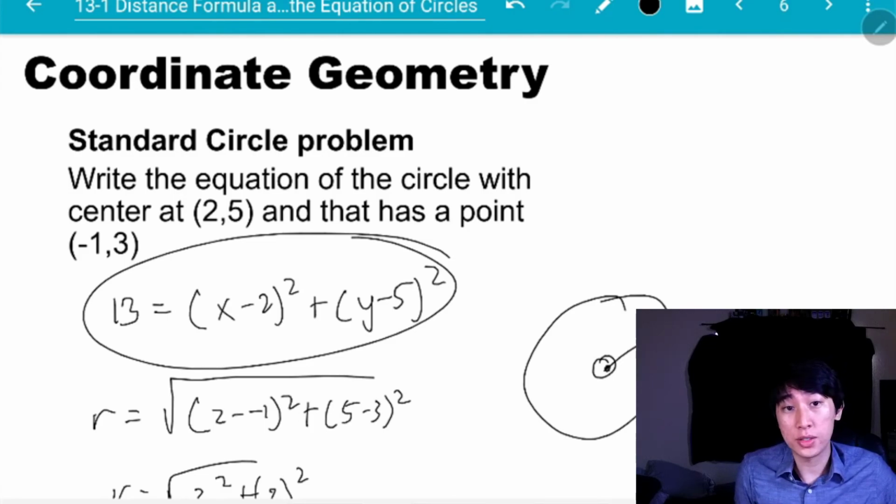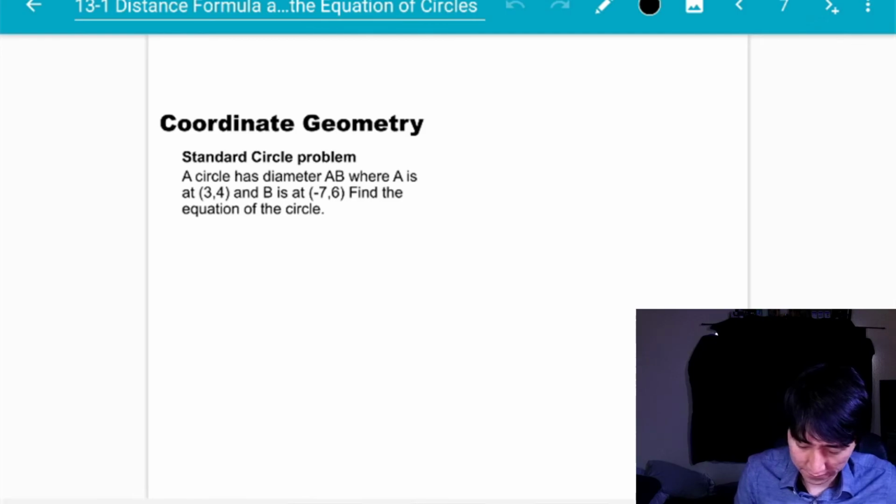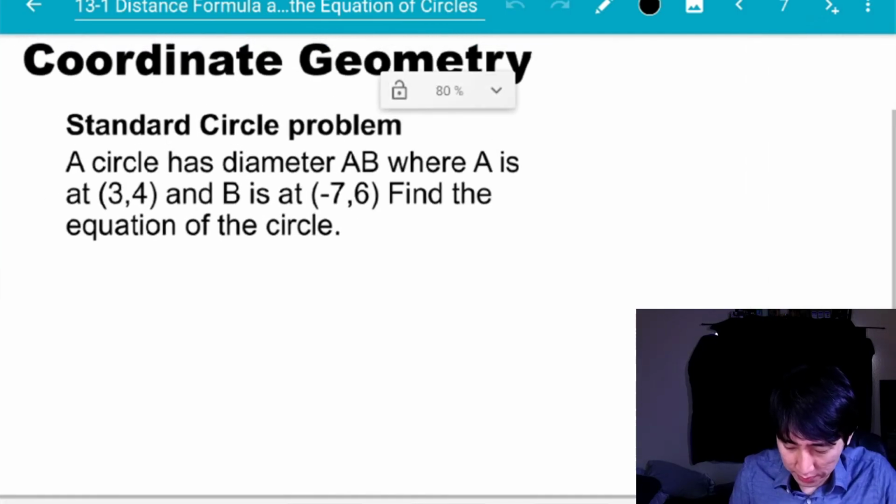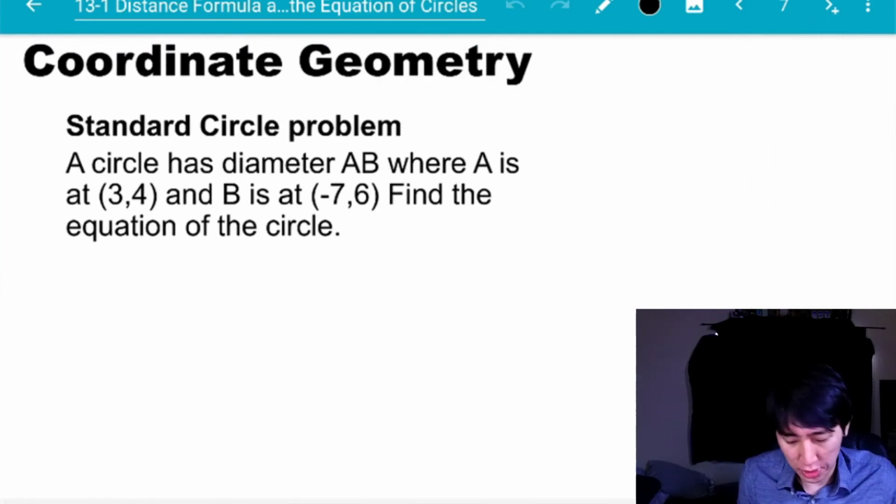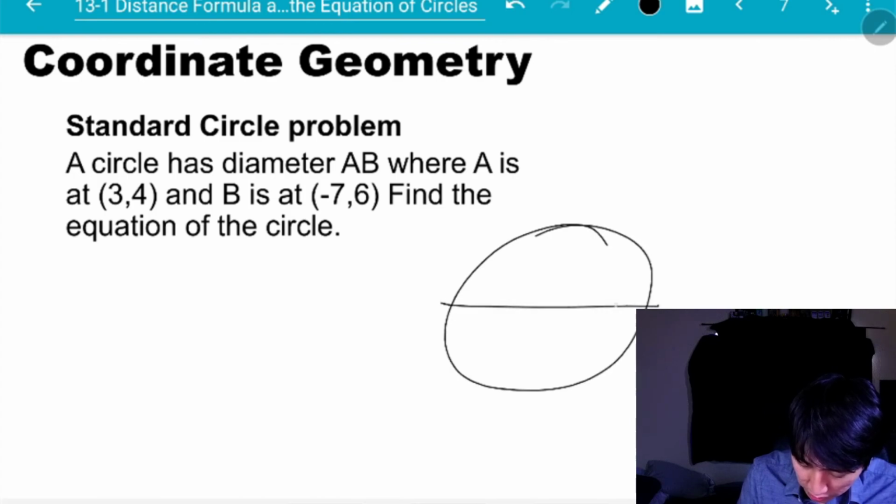Be careful when you're using equations of circles. Whatever your number is at the end, that is not your radius. That's the radius squared. Okay, lastly, we have something like this. It says a circle has a diameter AB, and so on. Now, one thing that you know about the diameter is the diameter goes through the center. And if this is r, this is your other r.